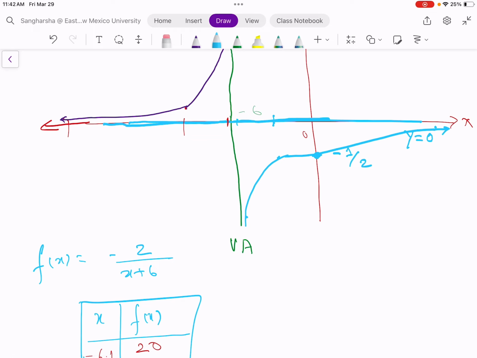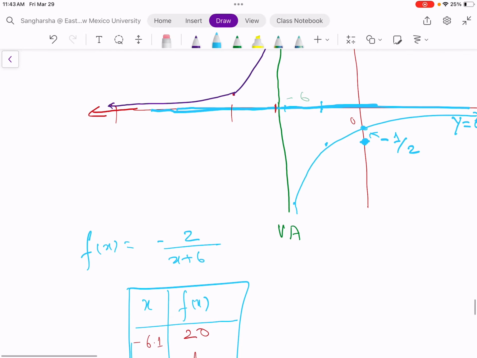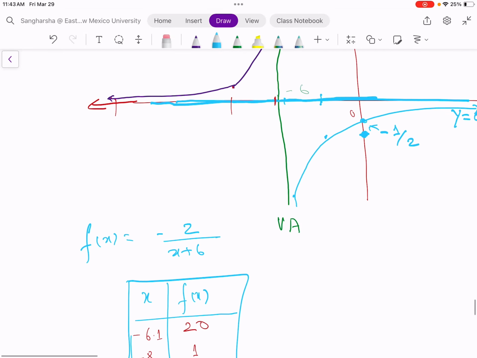So the very close graph looks like this. You don't have to be exact, okay? You can just make correction. So let me make this -1/2, the y-intercept, and this is the graph.